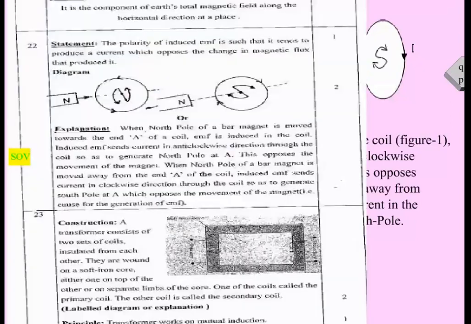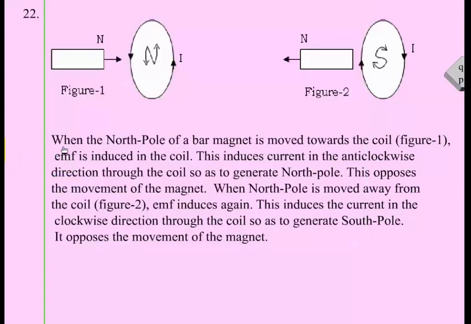Here the marks are allotted like this. Look here, for this statement: the polarity of induced EMF is such that it tends to produce a current which opposes the change in magnetic flux that produces it. For the statement 1 mark is there, and for the figure and explanation 2 marks are there. So next it is the 23rd one.